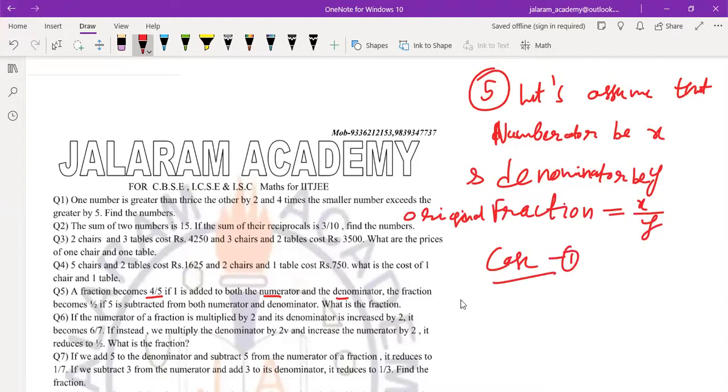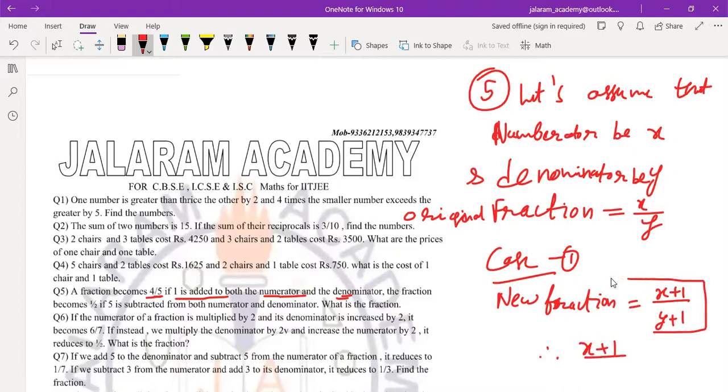Then use case 1. It is written that a fraction becomes 4 by 5 if 1 is added to both the numerator and denominator. So write the new fraction. 1 is added to the numerator, so the numerator becomes x plus 1. 1 is added to the denominator, so the denominator becomes y plus 1. According to us, the new fraction is x plus 1 upon y plus 1, when 1 is added to both numerator and the denominator. And according to the question, the new fraction is 4 by 5.